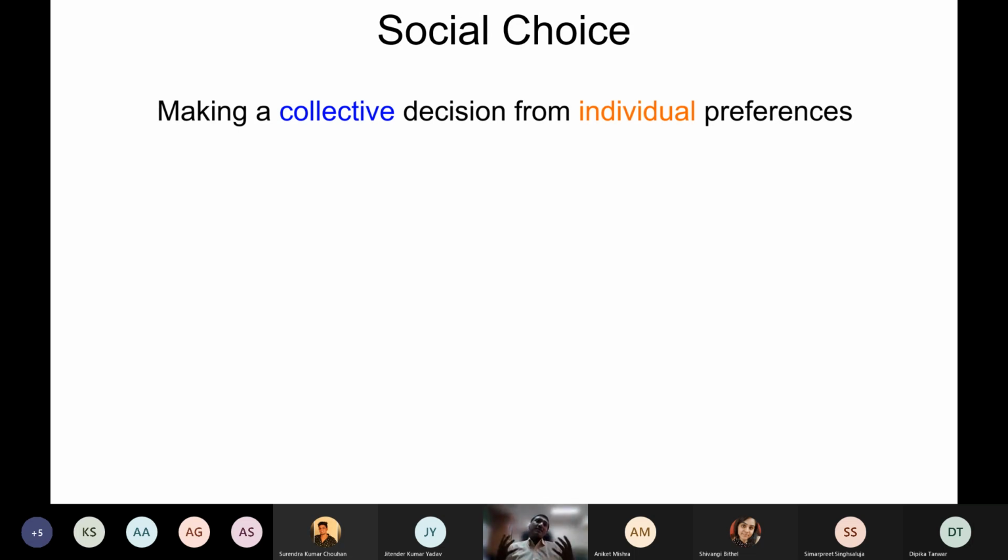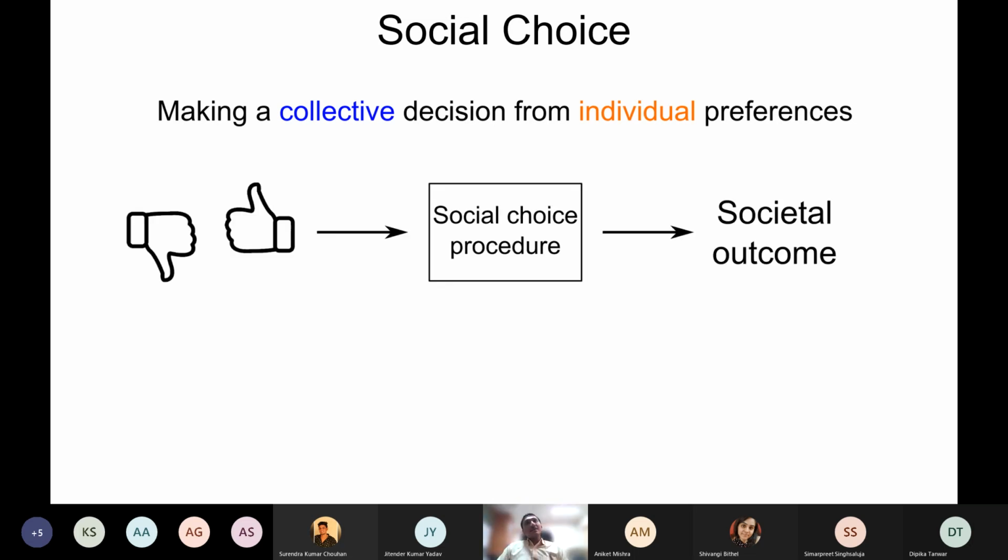And this area is basically about making a collective decision from individual preferences. Okay. The caricature of any social choice problem basically looks like this. On the input side, you are given the preferences of agents. And a social choice procedure aggregates these preferences and determines a societal outcome, which could either be an election winner, or determining who gets which jobs, or determining who gets which resources, what have you.